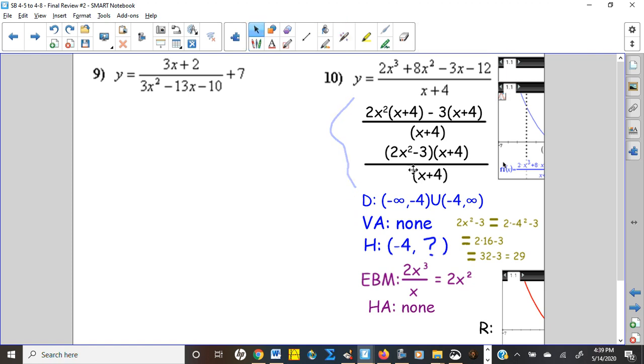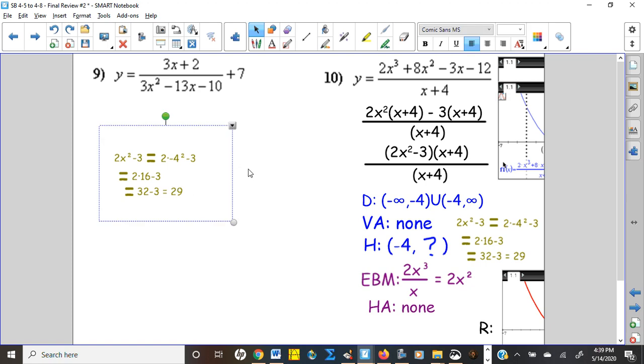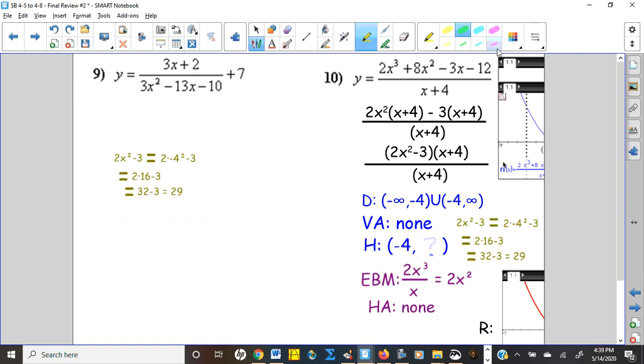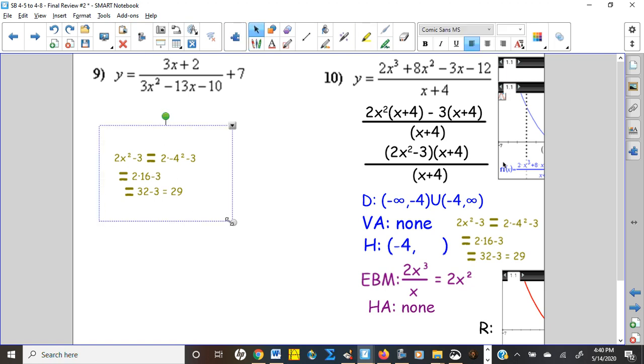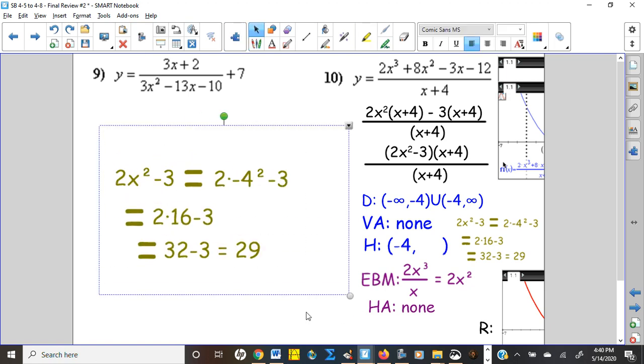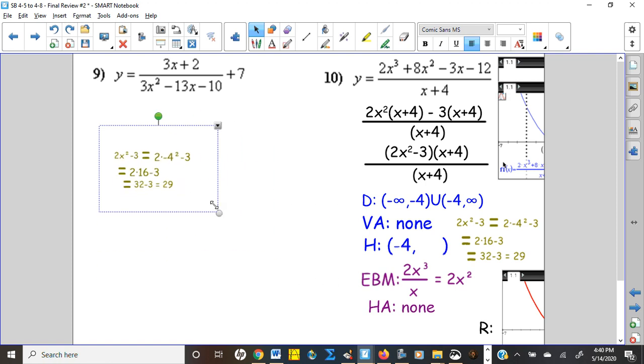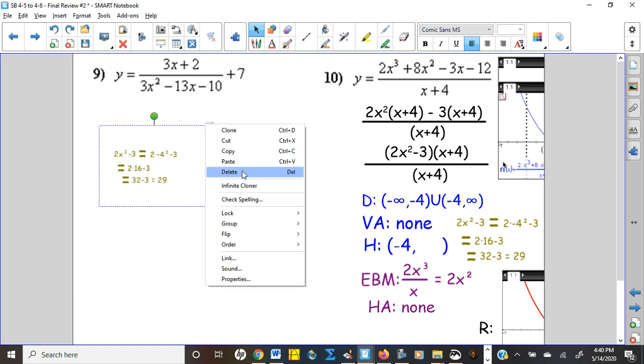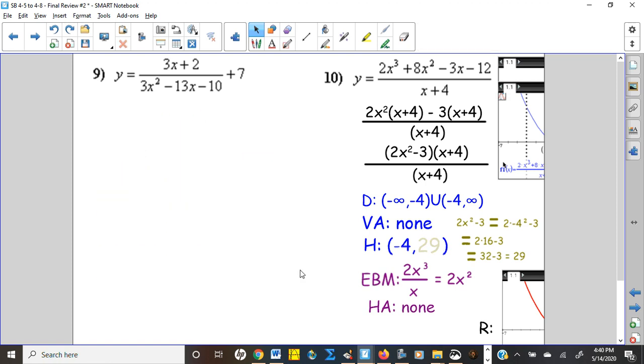Now, what is that missing hole value right here? That is going to be something we have to mathematically determine. So I go to the reduced equation, and I think you'll agree that after these x plus 4s go away, all I'm going to have left is 2x squared minus 3. And I'm going to plug that negative 4 in. Negative 4 squared is 16. 2 times 16, 32. And after I subtract 3, I get 29. And there's your hole: negative 4, 29.